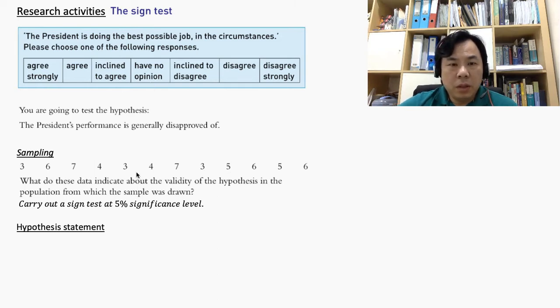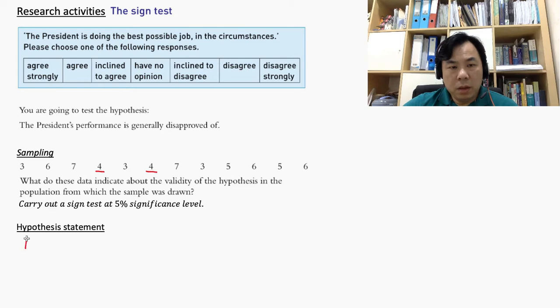So in order to carry out the test, we can ignore or omit the responses that have no opinion, which is 4 here. We can exclude response 4 because it is the same as having no opinion. Before we carry out the non-parametric hypothesis test, we have to write down the hypothesis statements.